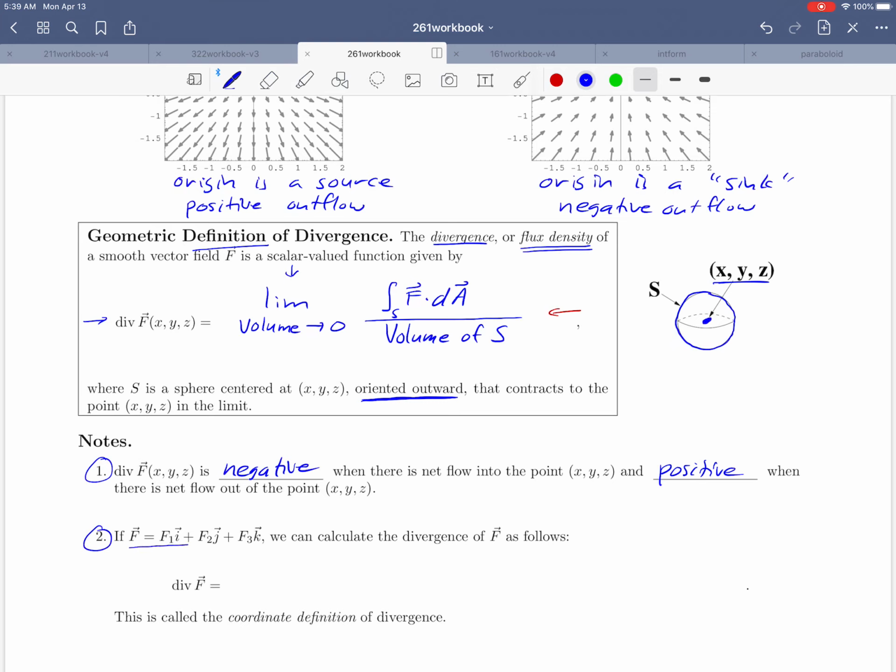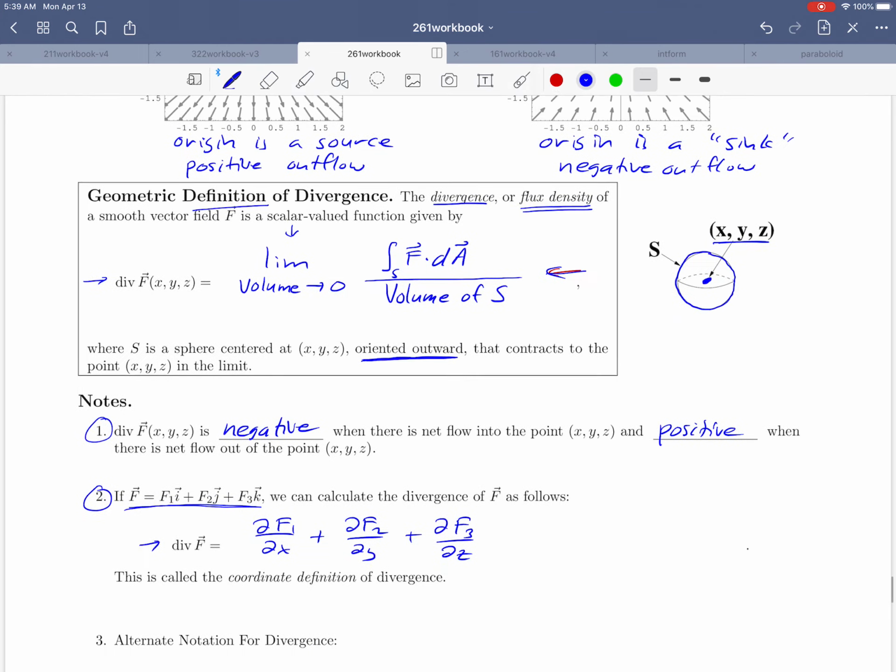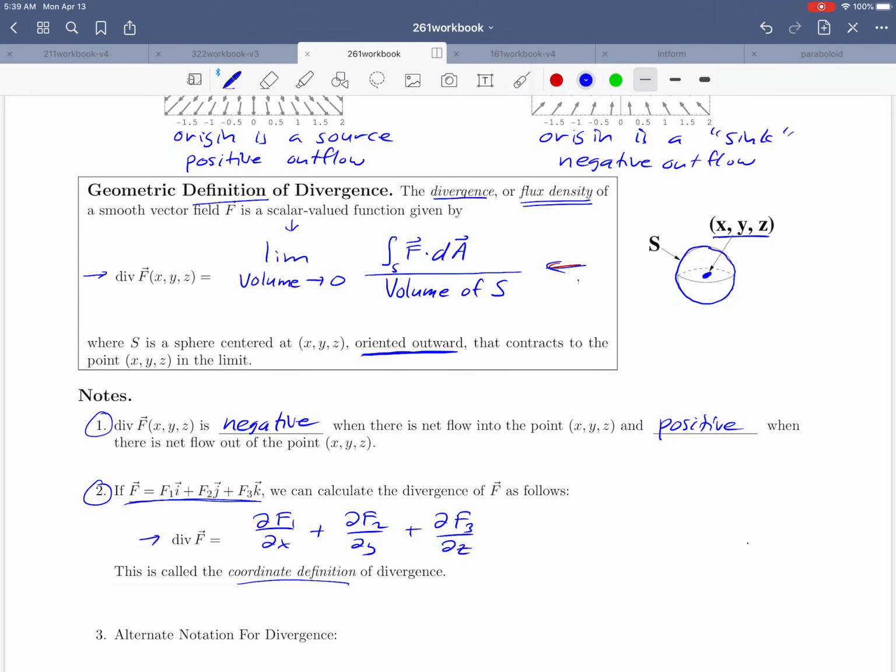Imagine that we have a vector field broken up into its three components, f1, f2, and f3. It turns out that you can calculate the divergence using this formula. Notice that it's just a sum of partial derivatives, one for each coordinate, one with respect to each variable. That's equivalent to the definition that we made above, and it's called the coordinate definition of divergence.